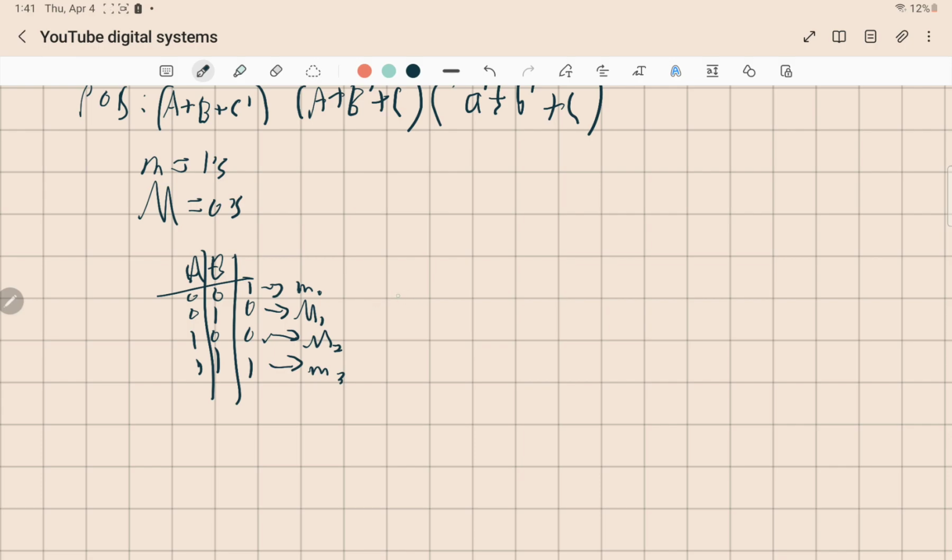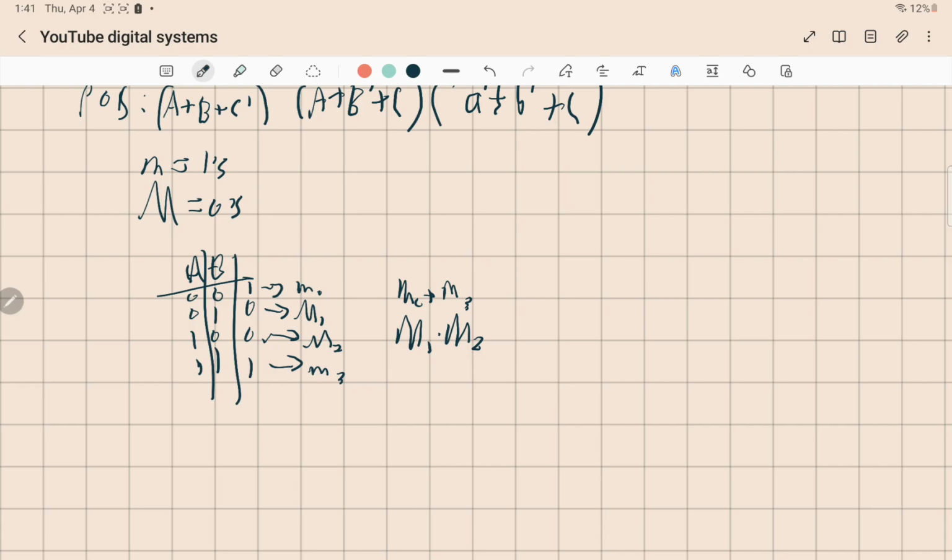So another way to represent a function is to say min term 0 plus min term 3. Or we could say max term 1 times max term 2. Oh my bad, I made a mistake there. Min term 0 plus min term 3.